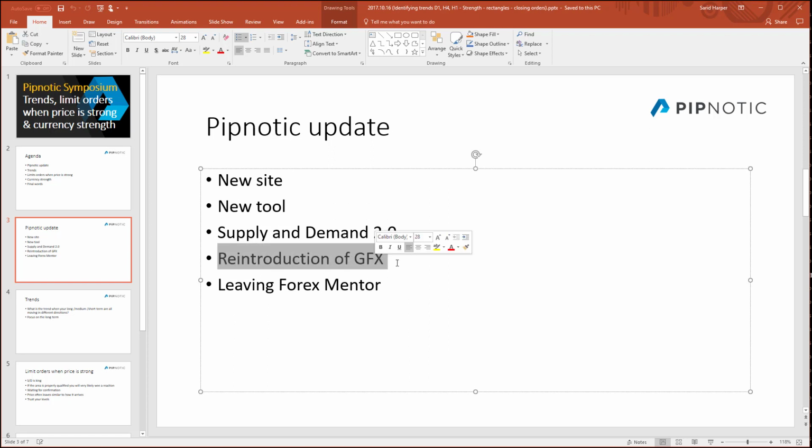Okay, and down here I have the reintroduction of GFX. I have decided to reintroduce the graphics version of the currency strength indicator. A lot of people have been asking for it, and so this is what I'll do. Just give me a few weeks to get that done. I have a lot of stuff I have to prepare in order to do that.